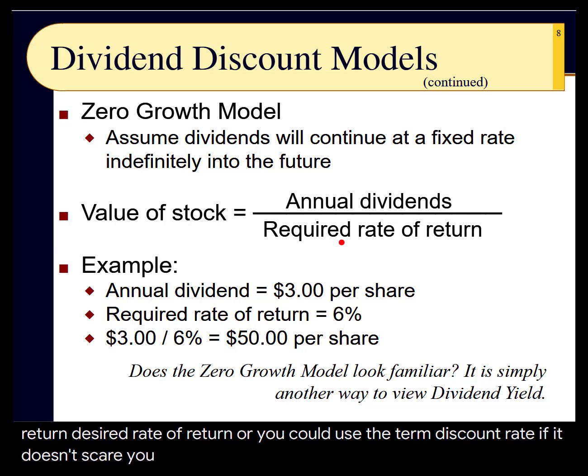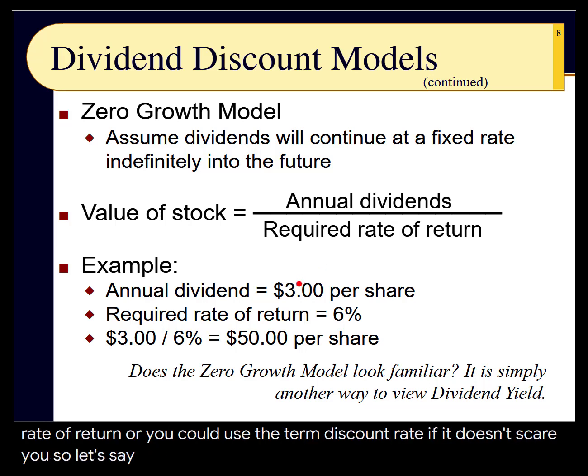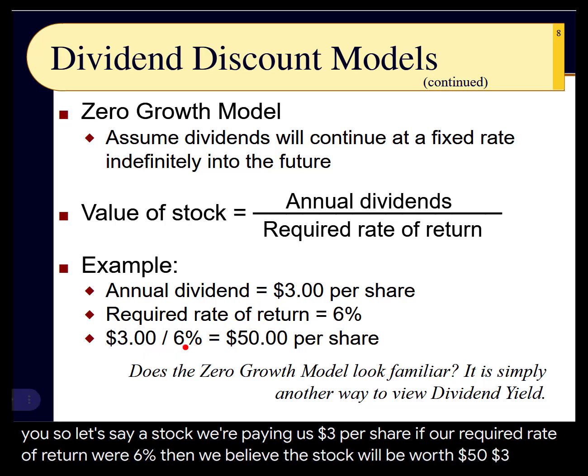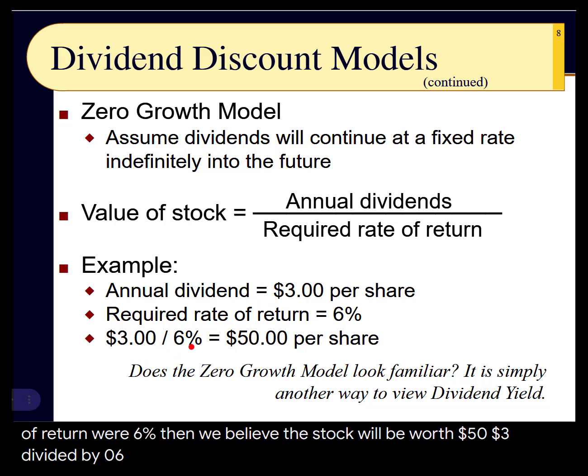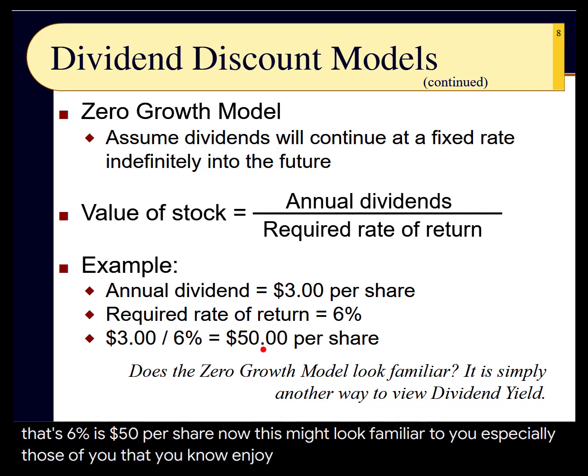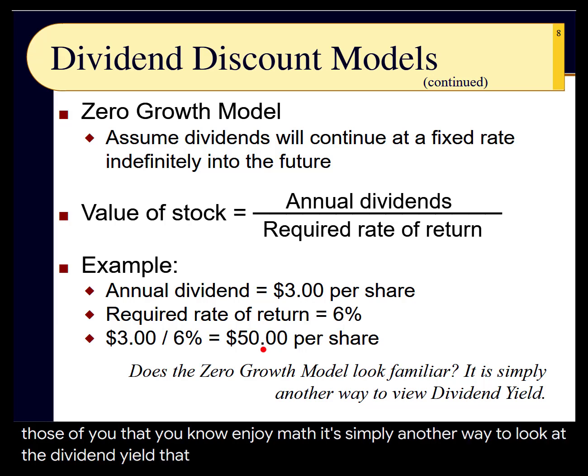doesn't scare you. So let's say a stock were paying us $3 per share. If our required rate of return were 6%, then we believe the stock will be worth $50. $3 divided by 0.06, that's 6%, is $50 per share. Now, this might look familiar to you, especially those of you that enjoy math. It's simply another way to look at the dividend yield that we discussed in Chapter 3.